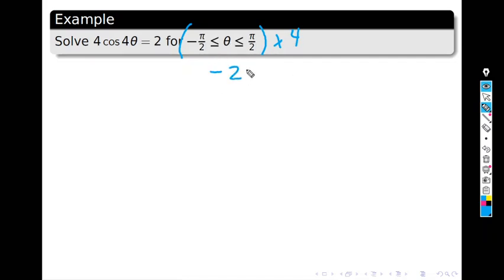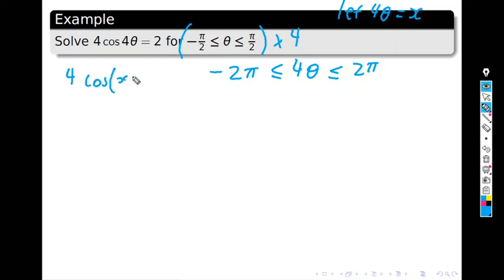So if you think about it, minus pi and 2 times 4, you're going to get a bit of cancelling, and you're going to get minus 2 pi is less than or equal to 4 theta. It's less than or equal to 2 pi. And then we can just say, well, I'm going to let 4 theta equal, doesn't matter what the variable is that you're doing the substitution for. Let's do x this time.